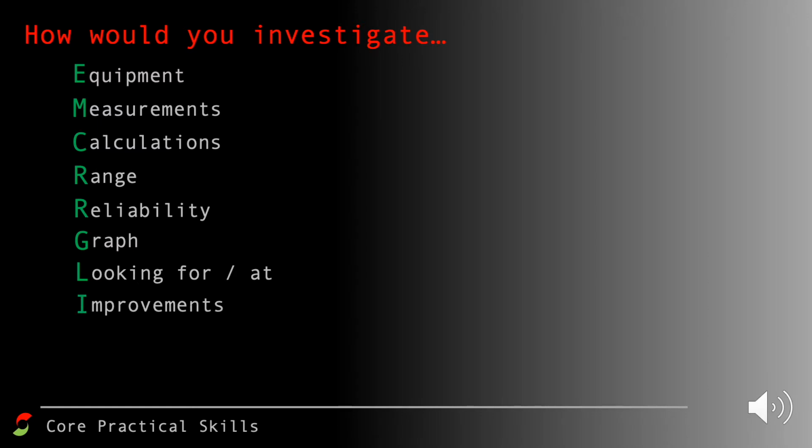And also, if there are any particular improvements, they might get asked specifically about how you can improve this experiment, or what restrictions there are to getting accurate results from it. And they might also ask you about safety. So we've got lots of different things that we can comment on there during our investigation.